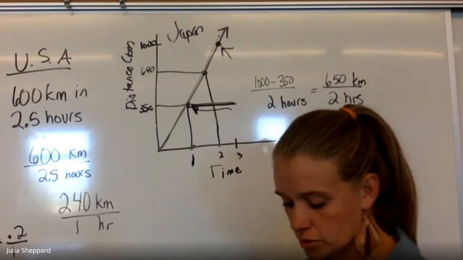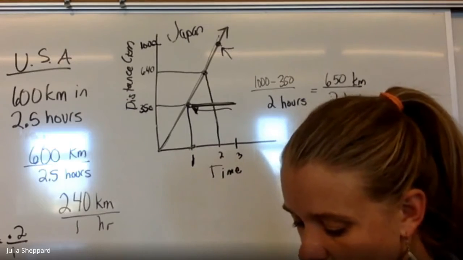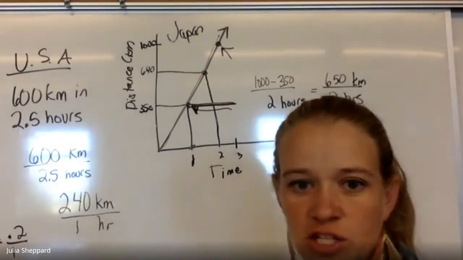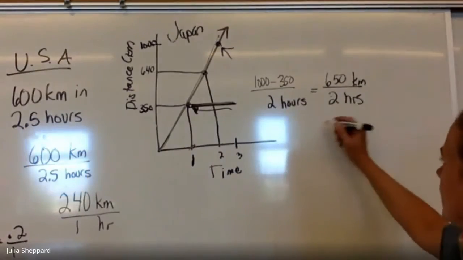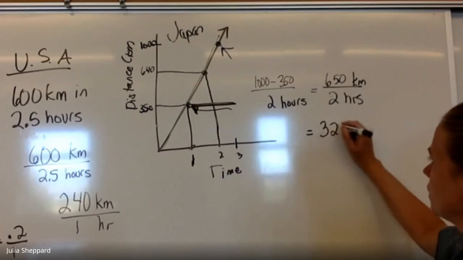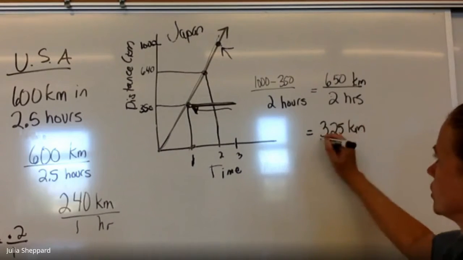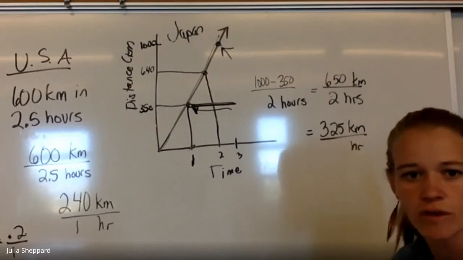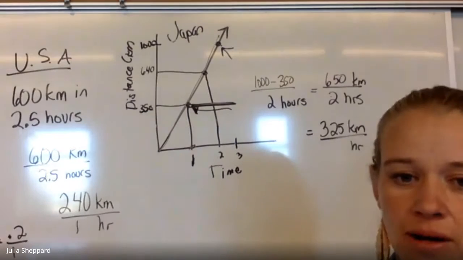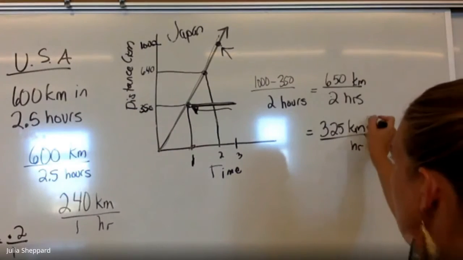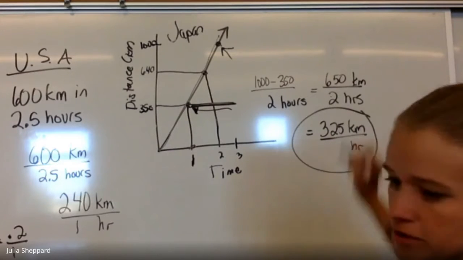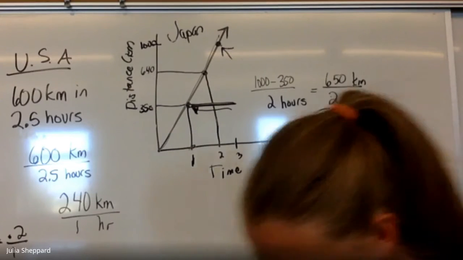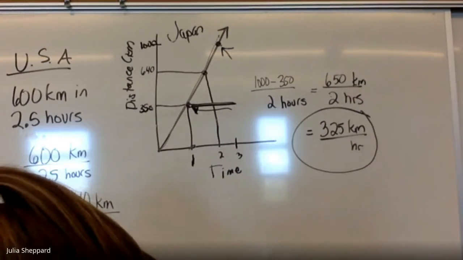This is pretty close. So let's see what it is. 650 divided by 2, get 325. So I get 325 kilometers per hour. So who's faster, Japan or US? In this case, I would say definitely Japan has a faster train than the US. Okay.